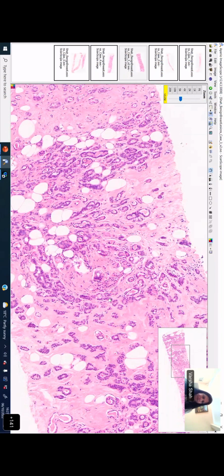S100 is usually negative. Very few invasive duct cancers of the breast can be S100 positive, but typically it is negative. So don't rely just on S100. What are the other stains?